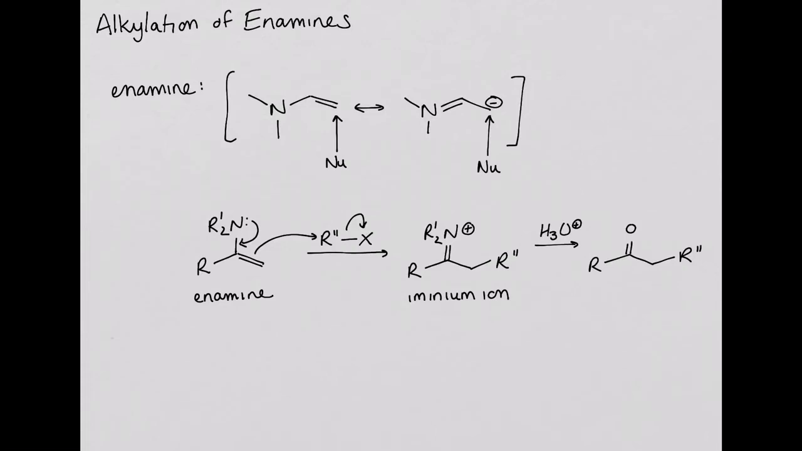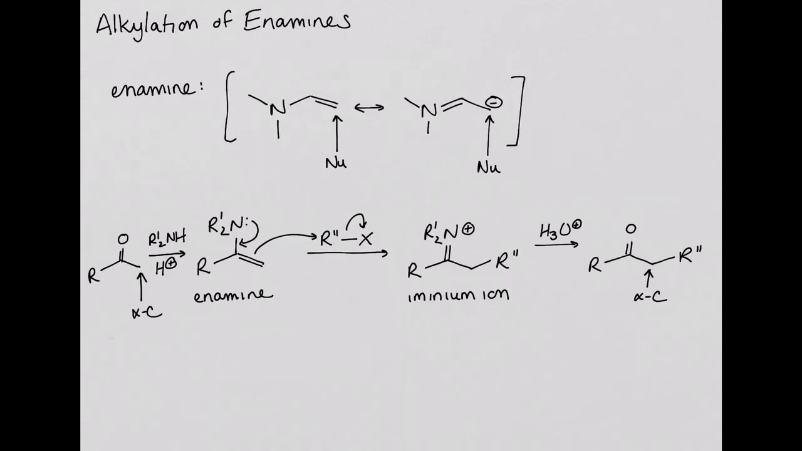Enamines are synthesized from ketones or aldehydes through the addition of a secondary amine under acidic conditions. Notice then that the overall reaction results in an alpha substitution to the original ketone or aldehyde. Therefore, this reaction is very similar to the alkylation of enolate ions. However, alkylation of enamines occurs under much more mild conditions. Additionally, because it doesn't require treatment with LDA, this synthesis works for aldehydes as well as ketones.